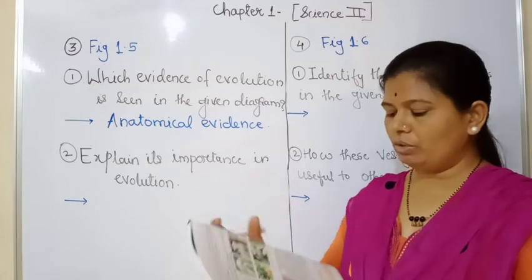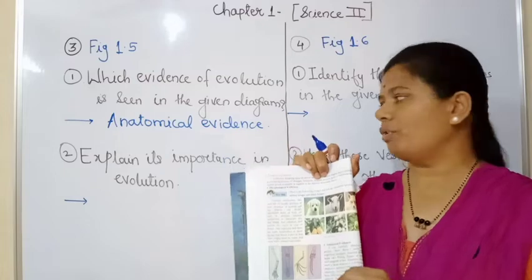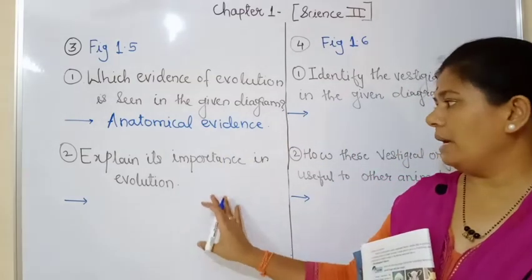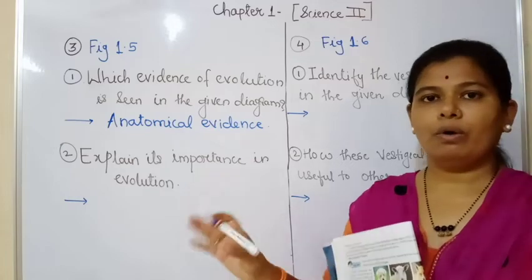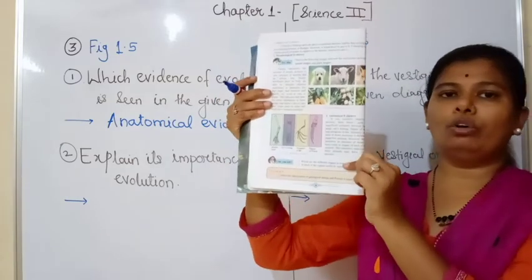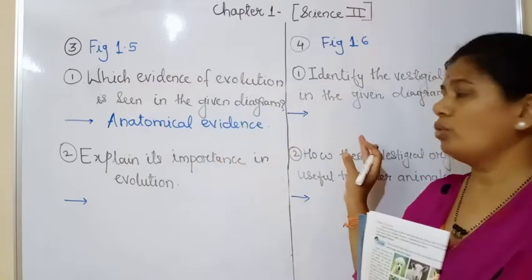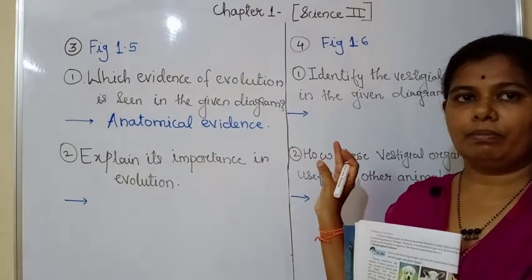Okay, so whatever the information is given here, the whole information you have to write in this importance of evolution. As I told you, this question will come for 2 marks, so you have to write the whole information regarding the anatomical evidences. Okay, now we'll move towards question number 4.